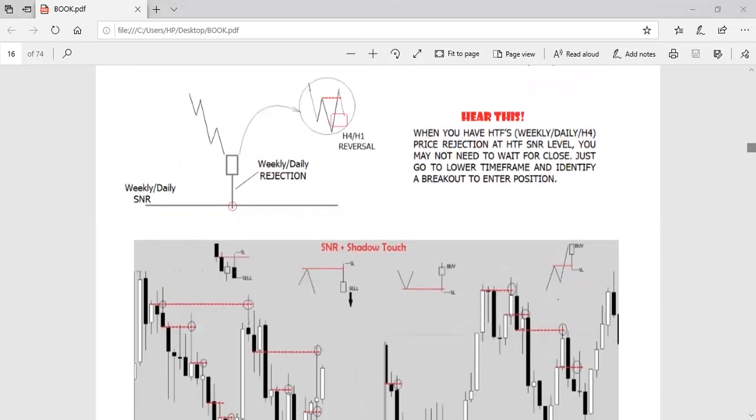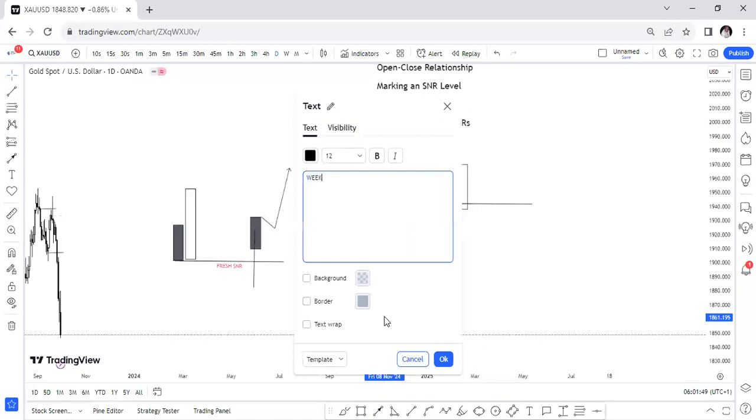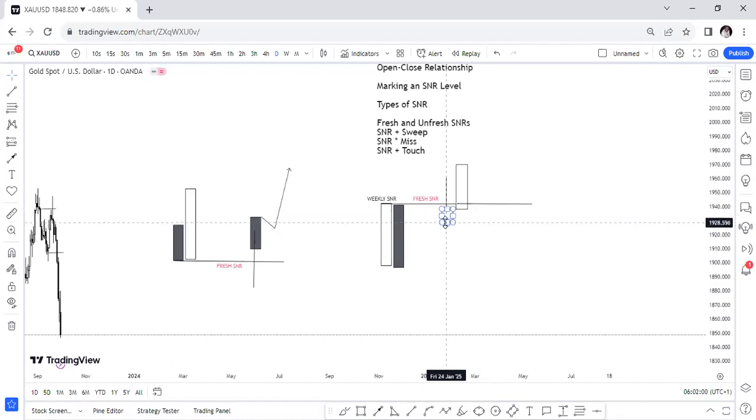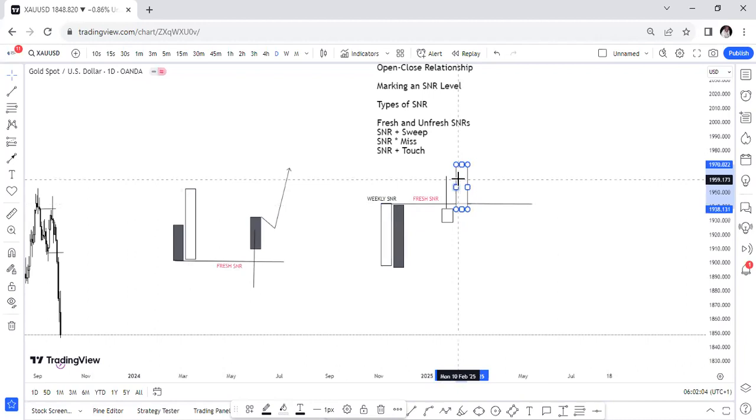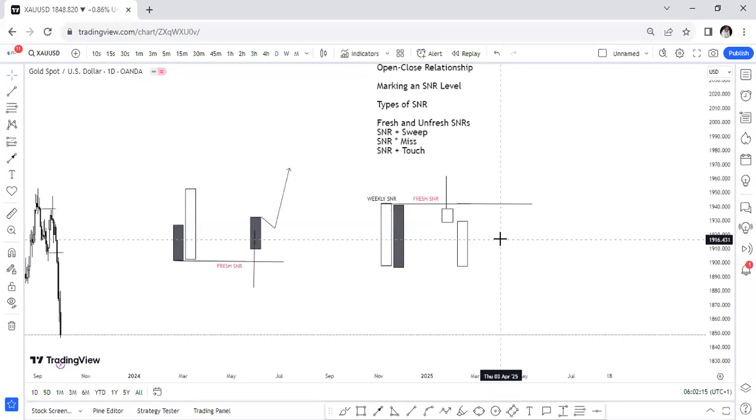So any moment you see a price rejection at the higher time frame SNR level, you may not need to wait for close, just go to a lower time frame and identify a breakout to enter a position. What we mean is that whenever you see this here, if this is a weekly or daily SNR, and you see a rejection like this, that means you don't even need to wait for a close, because that's a very higher time frame rejection.